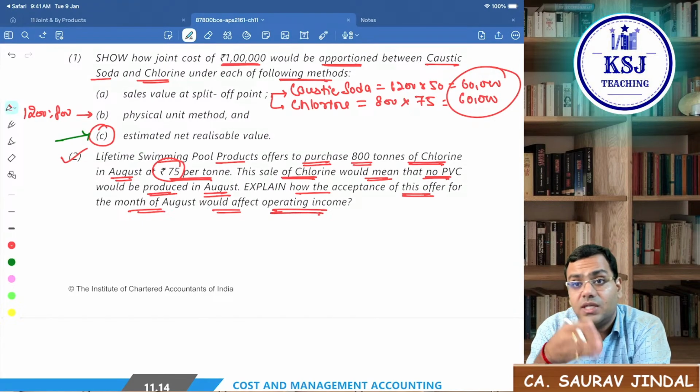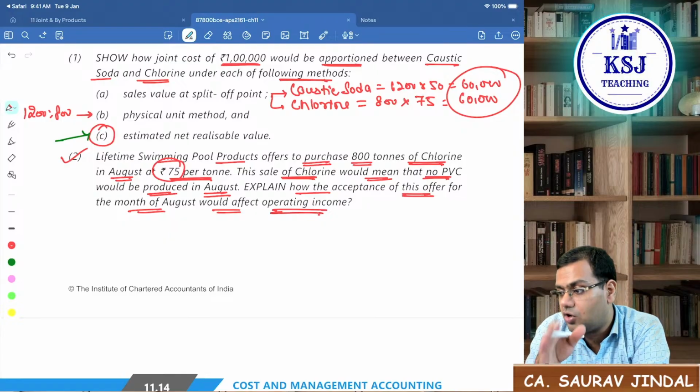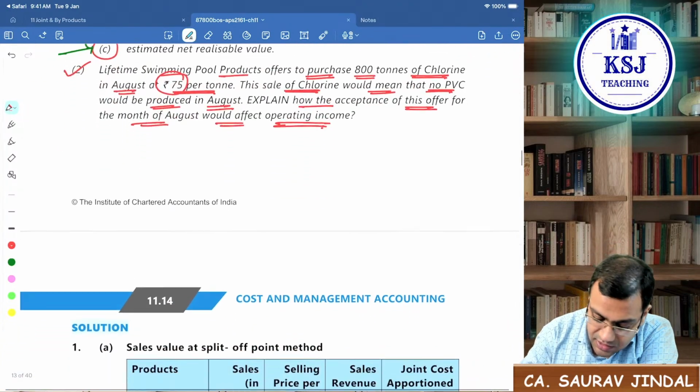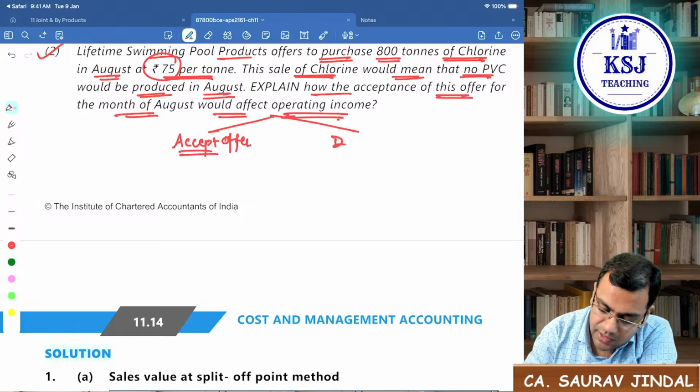So if you accept the offer, then what will be your income? And if you do not accept the offer, then what will be your income? Whether it will increase or whether it will decrease. Now you have two options. One is accept offer. Right. Another one is do not accept offer.